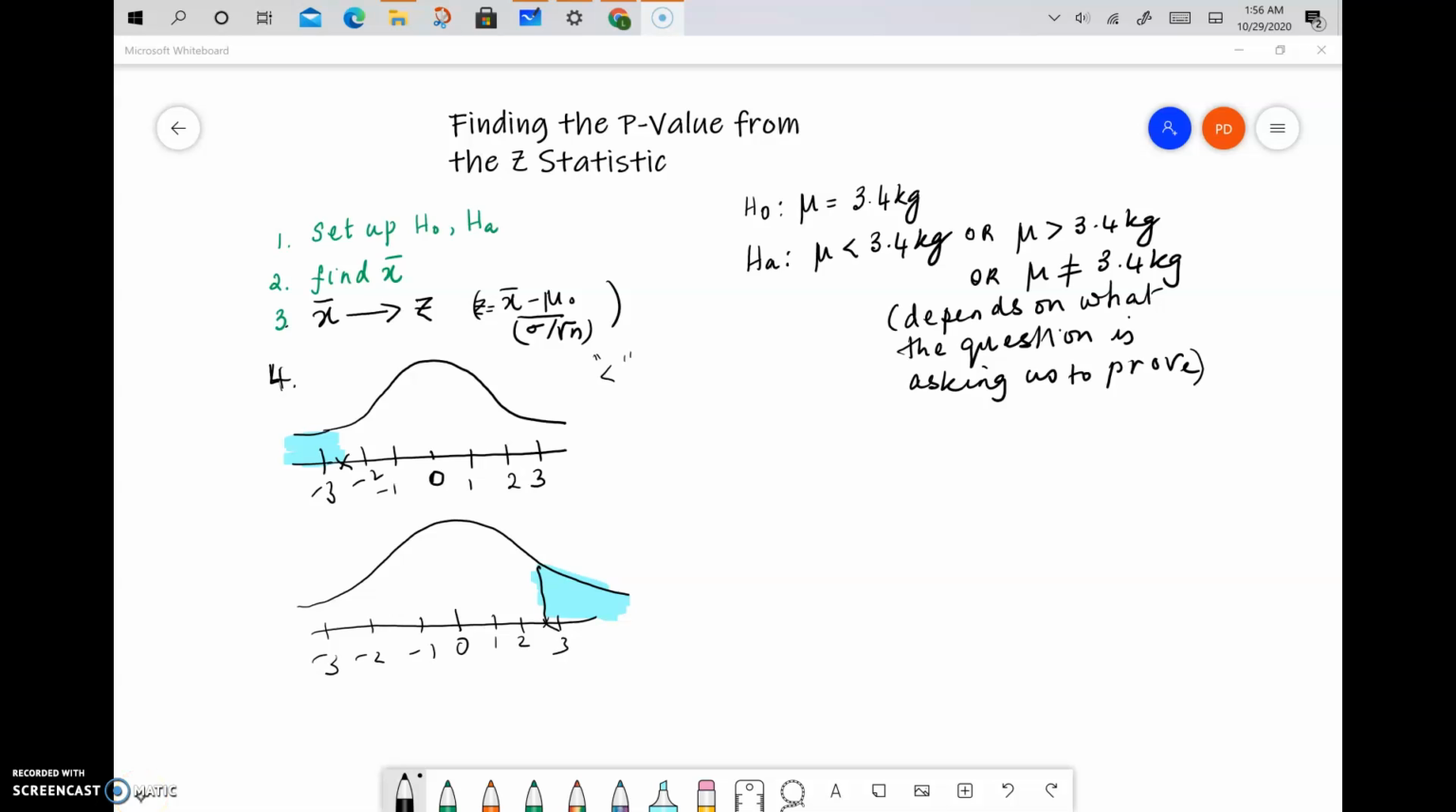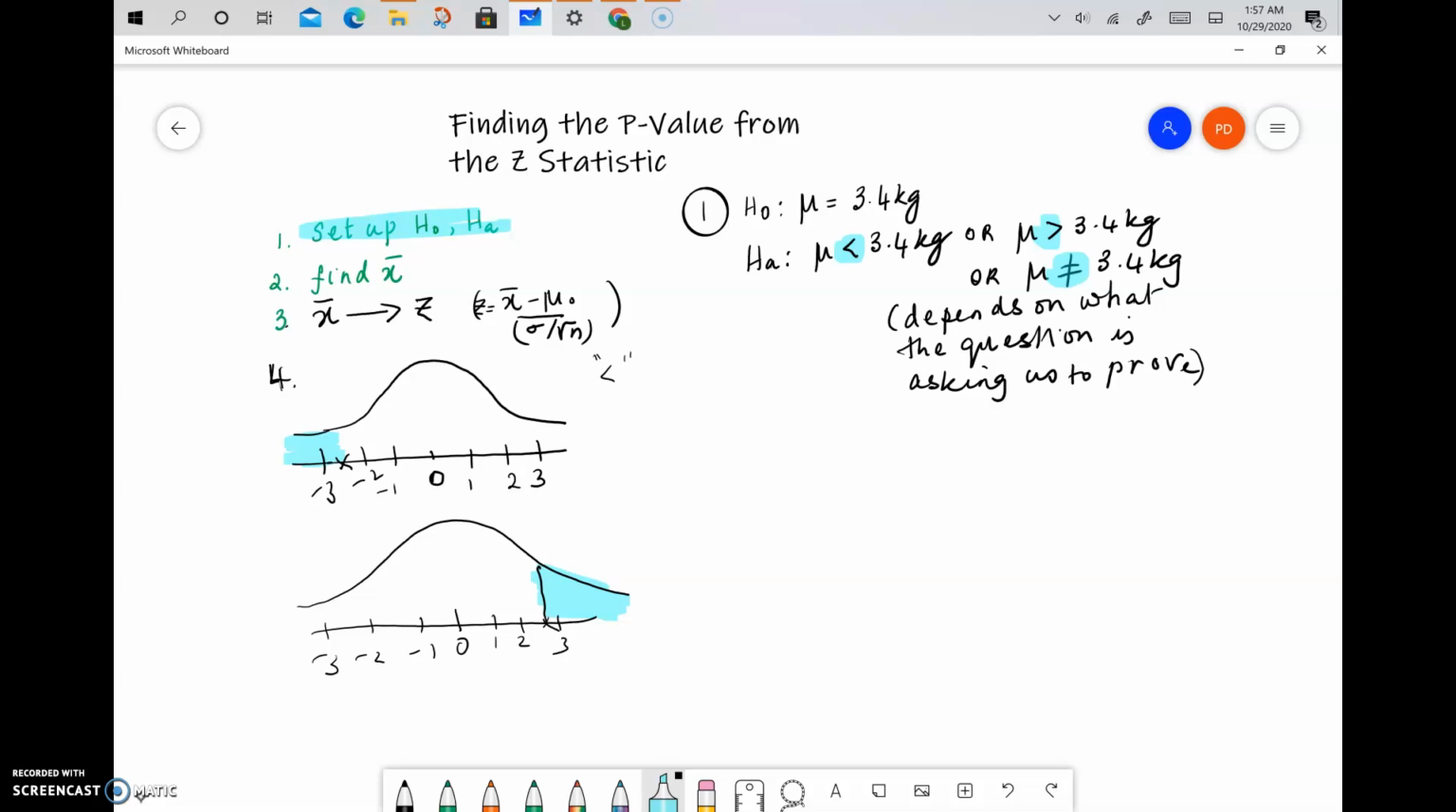So when we read a question and we know it's a hypothesis test, the first step is to set up the null and alternative hypotheses. So we have an example from a previous video, and there we are trying to prove that the average weight of babies born to moms with gestational diabetes is either less than, greater than, or not equal to 3.4 kgs.